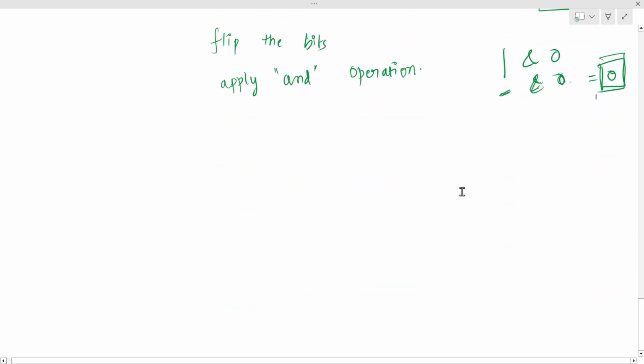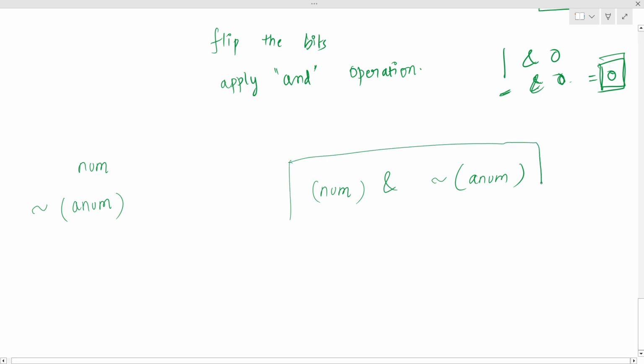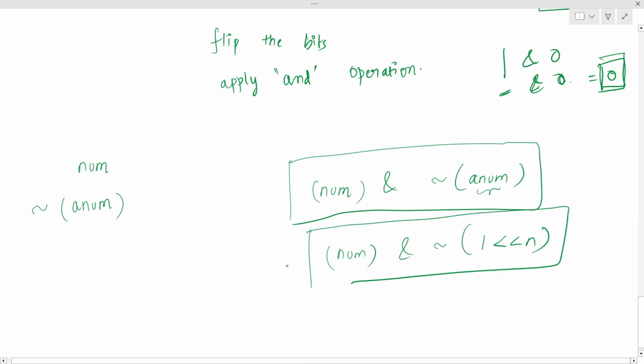What we are doing, we are taking num, we are taking anum, but this anum is here not of anum. That means we are flipping all the bits. So your answer is num AND operation, not of anum. This is your actual answer. But you know what is anum? Previously we have seen what is anum. Anum is nothing but left shifting 1 for n times. So this is your final answer, guys.